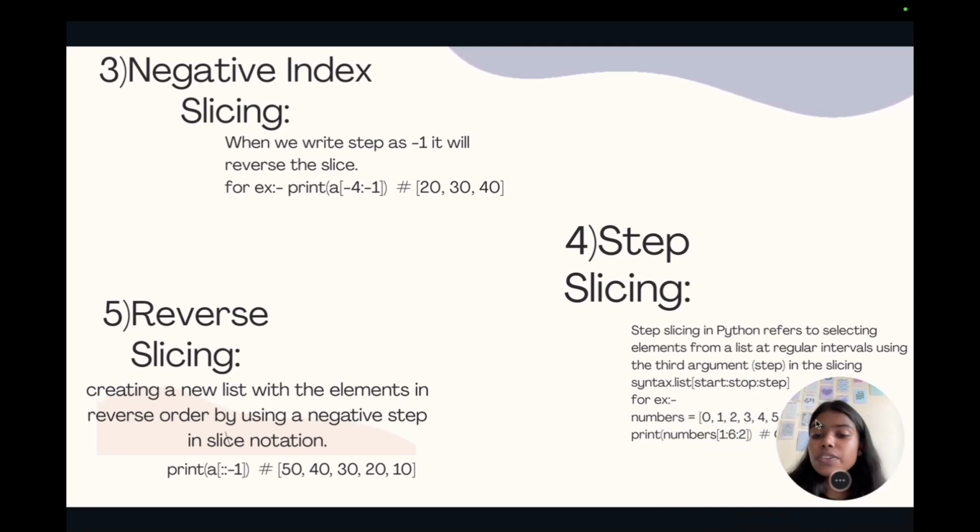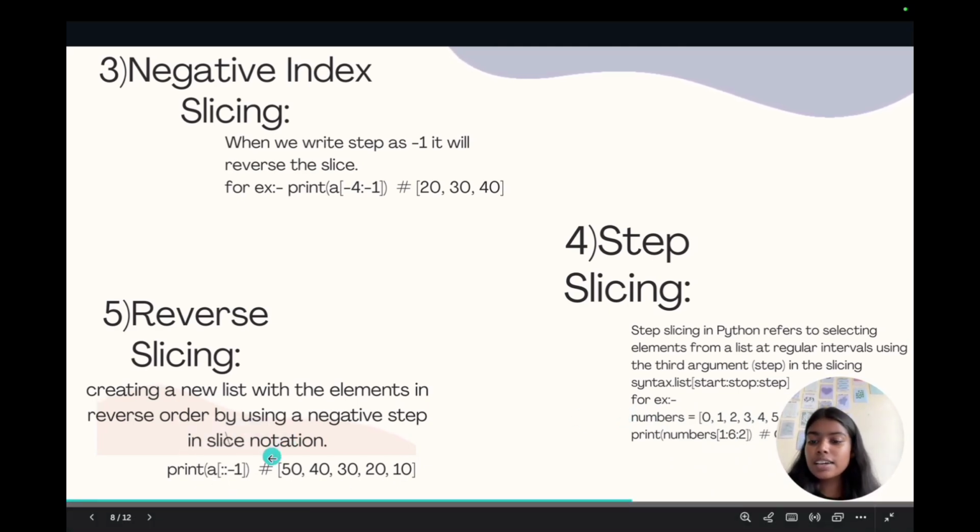And the last one is reverse slicing. Creating a new list with the elements in the reverse order by using a negative step in slice notation. In this example, in the step position, I have written -1, so it will reverse the list.